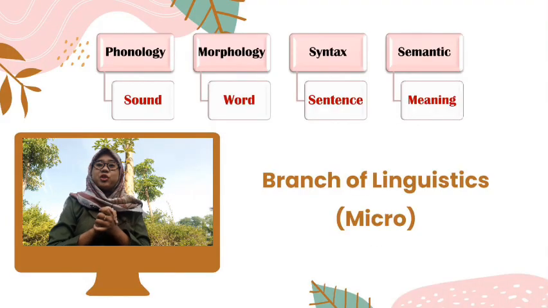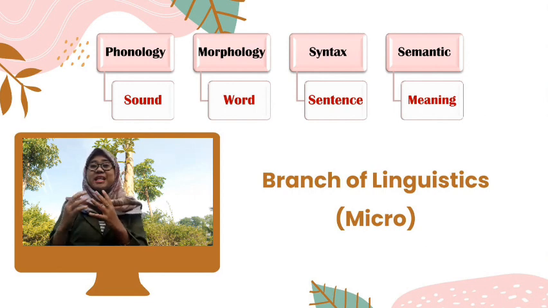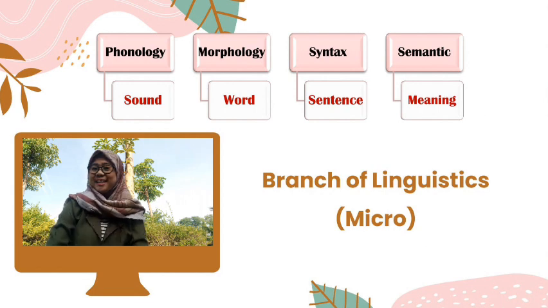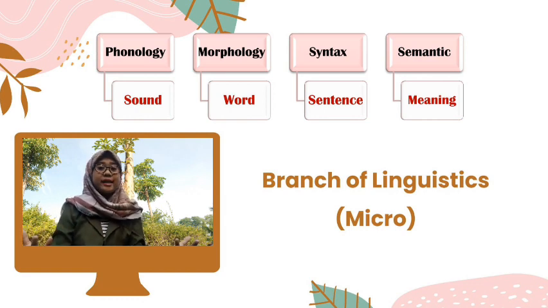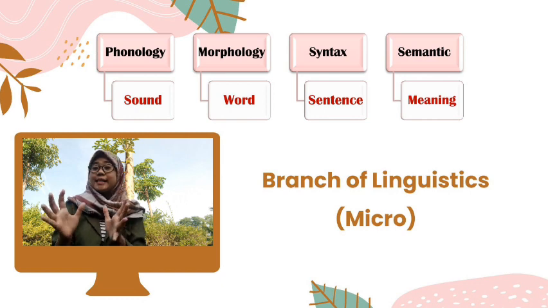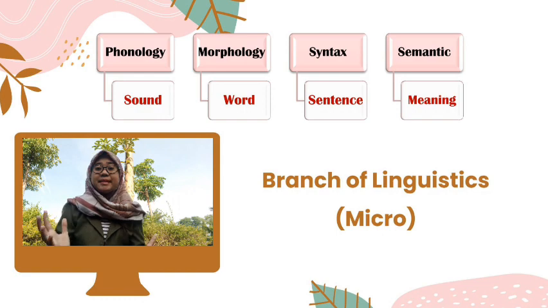In these discussions, we will discuss microlinguistics, which we already understand as a branch of linguistics related to the structure of language, namely phonology, morphology, syntax, and semantics. Phonology is related to the sounds of language, morphology to words, syntax to sentences, and the last, semantics, is related to meaning.